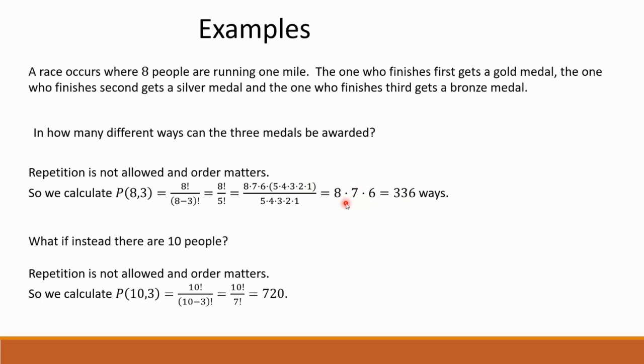All right, that's cool. And now here I'm just saying, okay, what if there were 10 people here? It's the same idea, but instead of 8, we have 10. So N in this case would be 10. R is the same. So again, no repetition, order matters. So we have this. And that turns out to be 720.